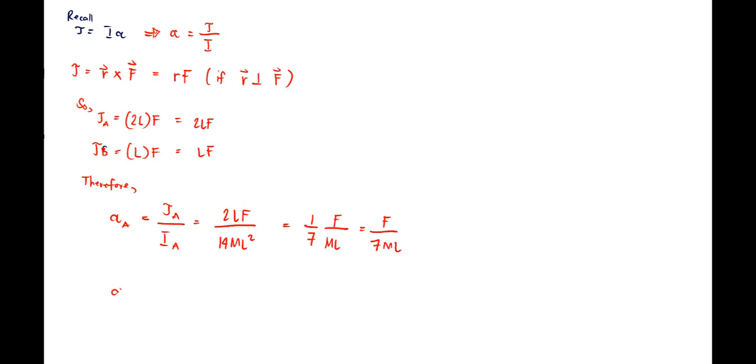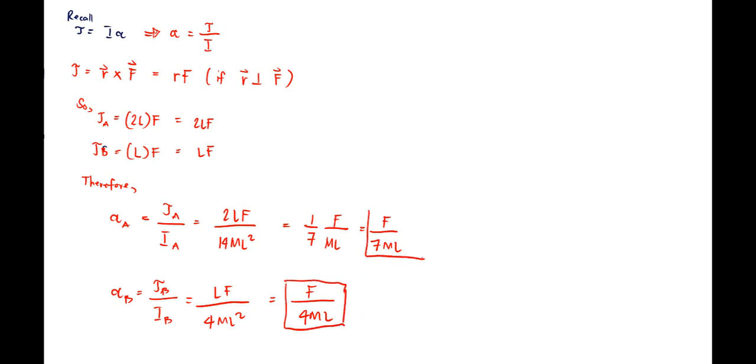Okay. And then for the angular acceleration for system B, we have tau B, or sorry, the torque of B divided by the moment of inertia of B. So this is equal to LF divided by 4ML squared. We can simplify this further. We have F over 4ML. Okay, so these are the angular accelerations of system A and of system B.